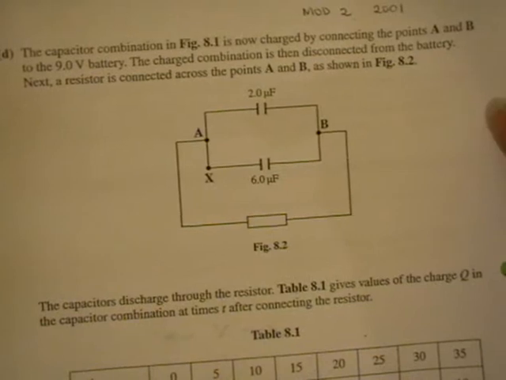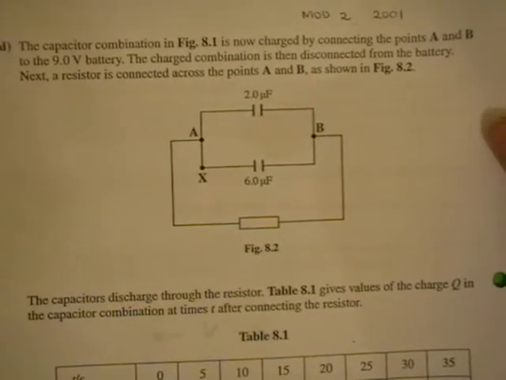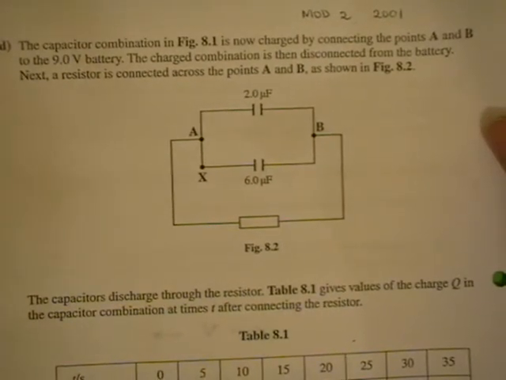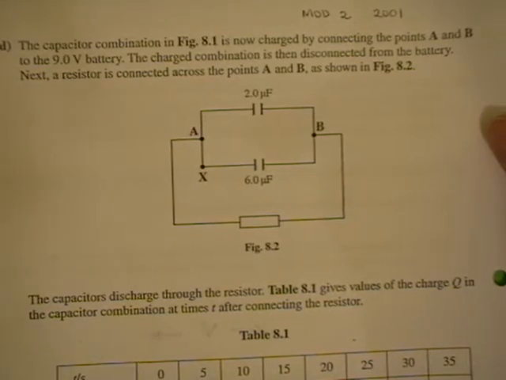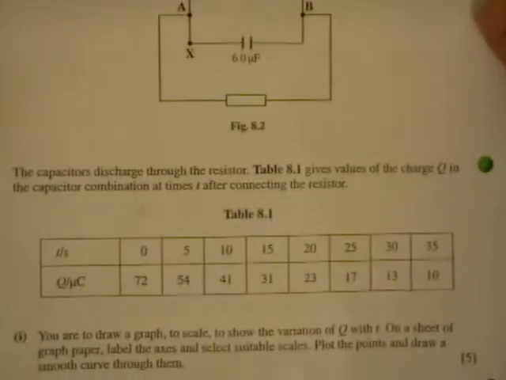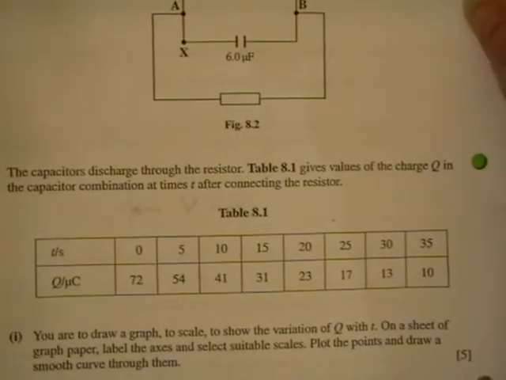This is part D. The capacitor combination in figure 8.1 is now charged by connecting the points A and B to the 9-volt battery. The charged combination is then disconnected from the battery. Next, a resistor is connected across the points AB as shown below. The capacitor is discharged through the resistor, and the table gives you some values of the charge at times.